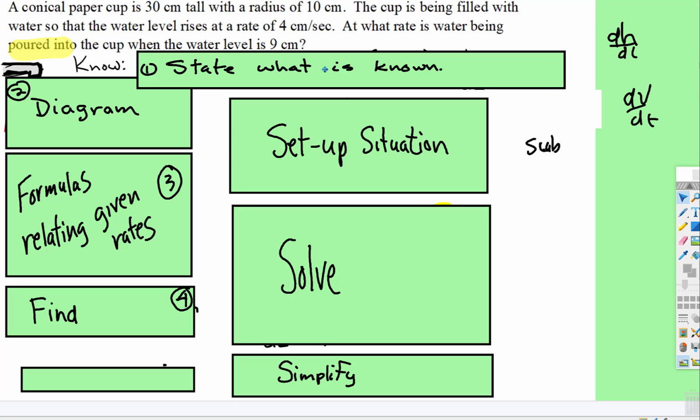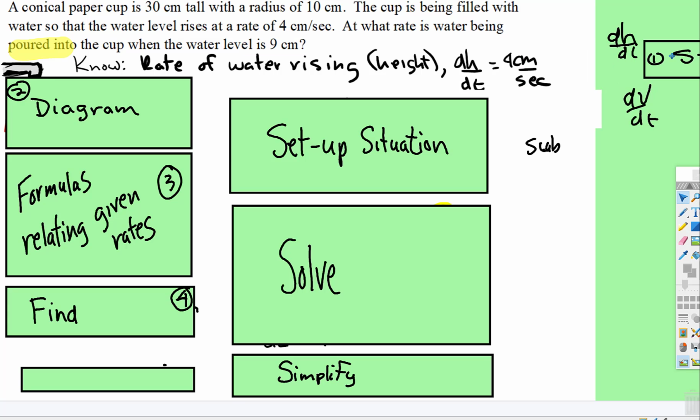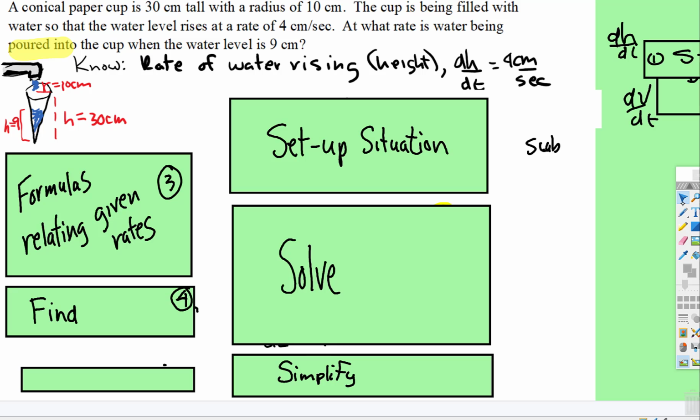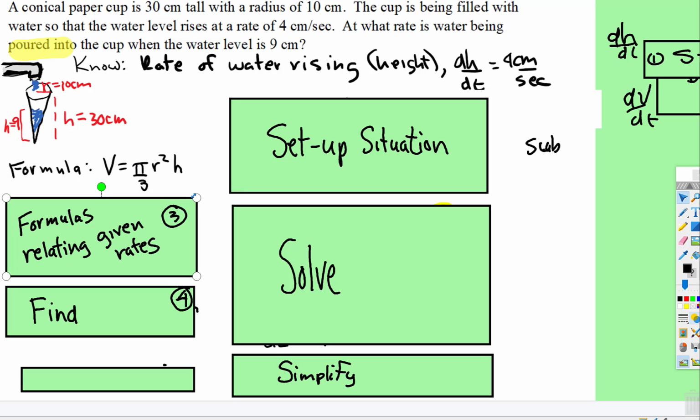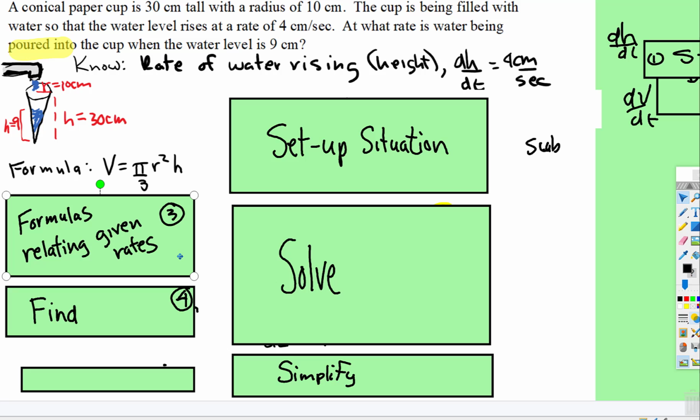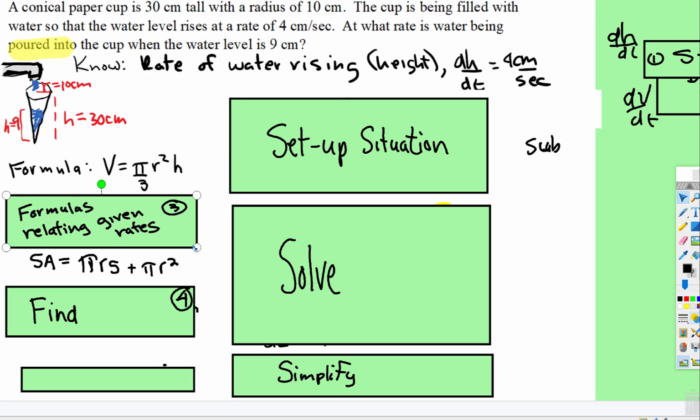So we state what we know. We know that the rate of water rising, or height, dh/dt, is rising at 4 centimeters per second. The diagram, I'm not an artist, so please don't mock me. That radius is 10 centimeters. The height of the cone is 30 centimeters. The formulas, well, this is interesting. So this is the formula for volume, and this is the formula for surface area.